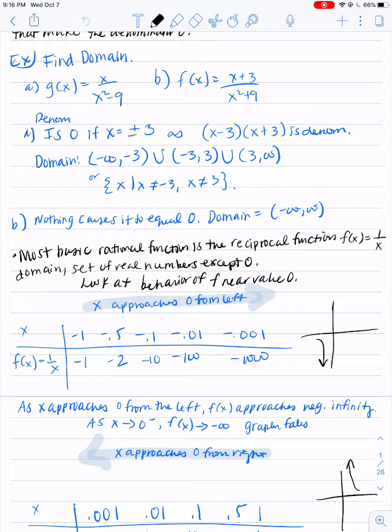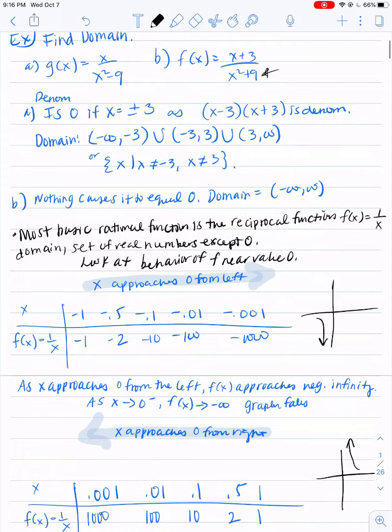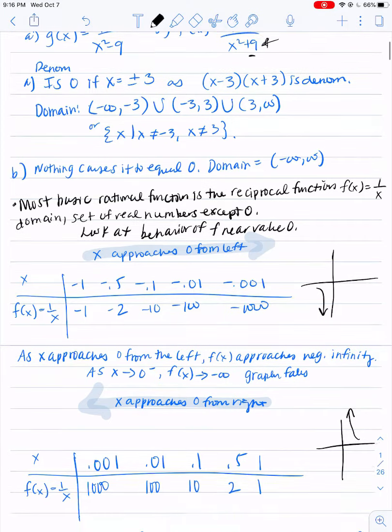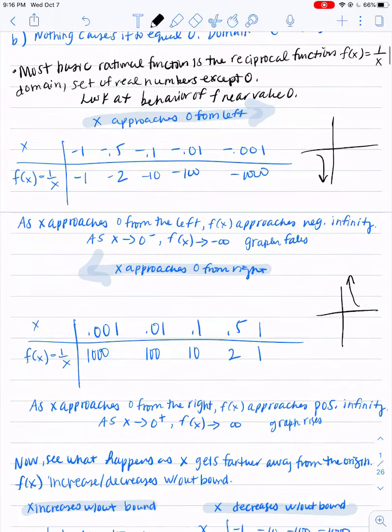And for b, we have f of x equals x plus 3 over x squared plus 9. And nothing causes the denominator to equal 0. So we have our domain as negative infinity to infinity because we can't factor the bottom unless we're doing complex numbers. So that's why we always have a 9 here plus some value. That's always going to be positive, so it's never going to be 0.